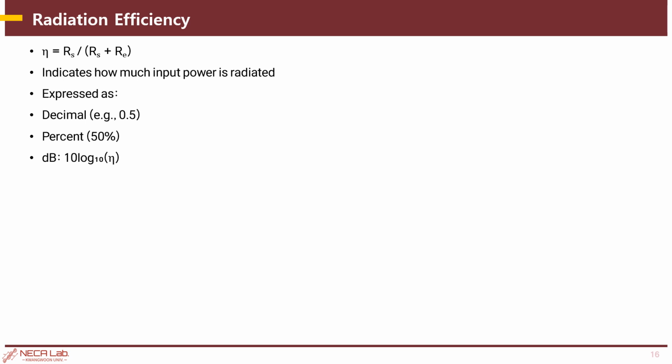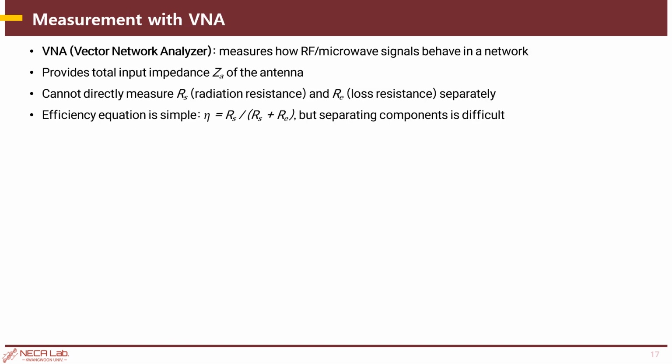Here, radiation efficiency, represented by the symbol eta, tells how much of the input power is actually radiated by the antenna. And the formula is eta equals RS by RS plus RD. This means the more power going into radiation, RS, and the less going into loss, RD, the higher the efficiency. And efficiency can be written in different ways: as a decimal, as a percentage, or in decibels. Higher means a more efficient antenna that wastes less energy.